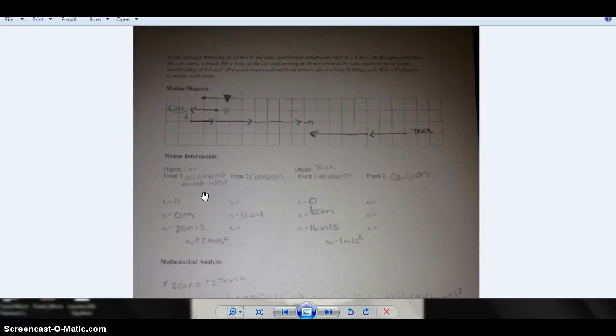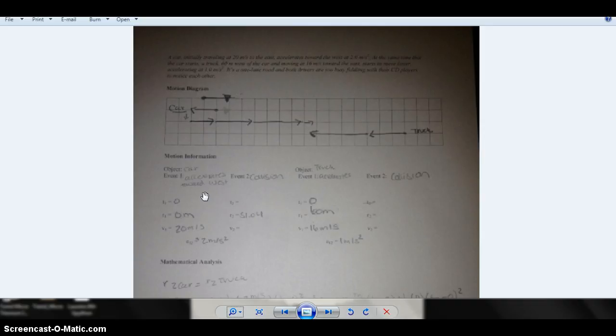And then the event 2 for the car would then be the collision. The object for the second one is the truck, and the first event for the truck is where it starts to accelerate also towards the west. And then for that second event, it's also the collision as well.